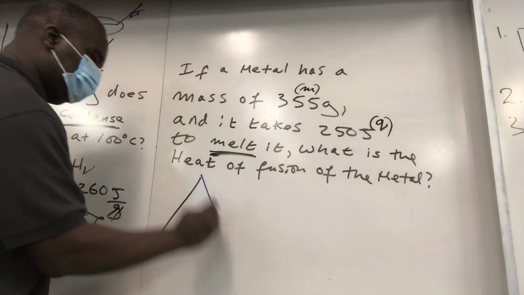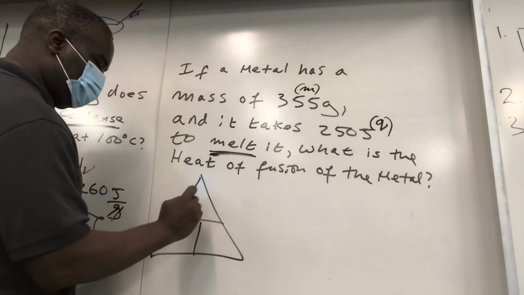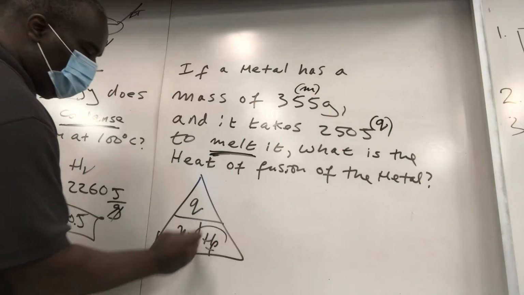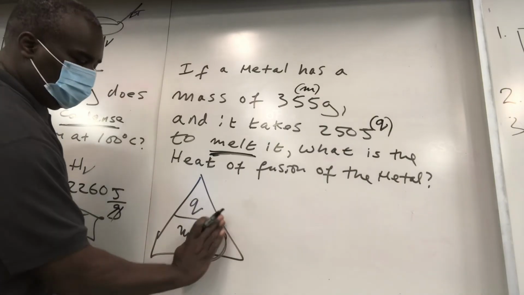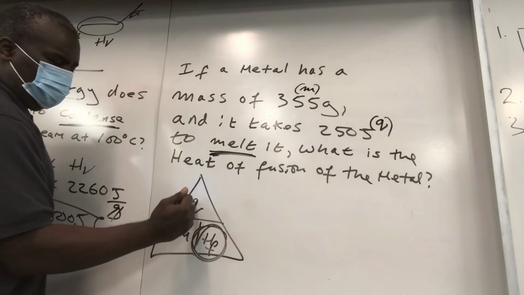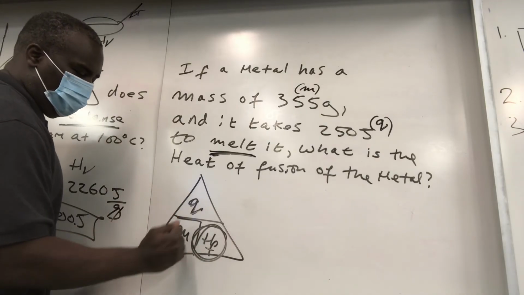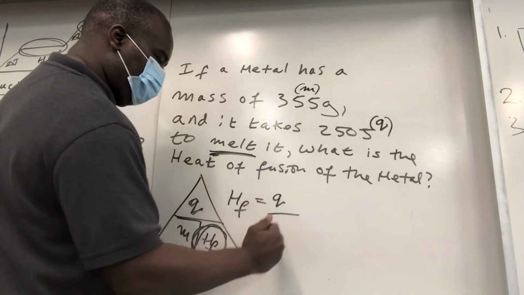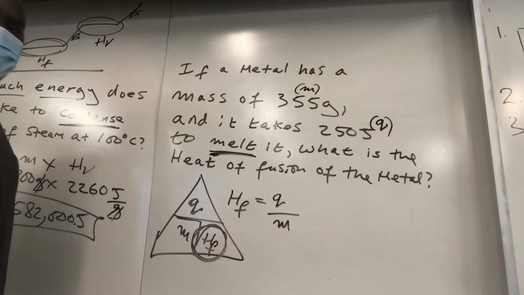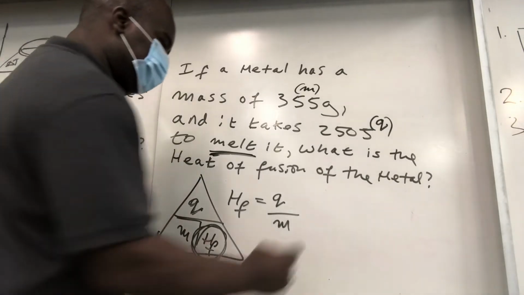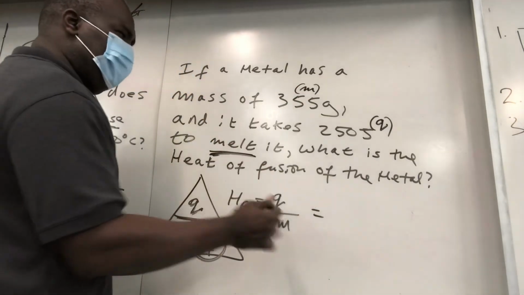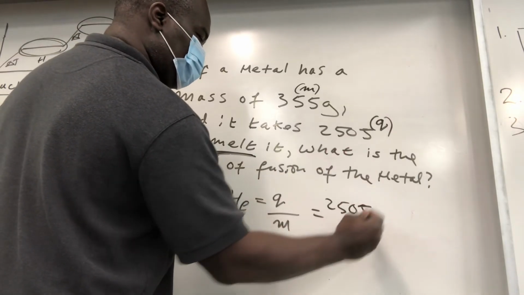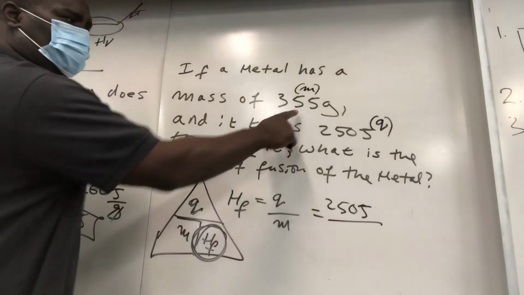So you got your triangle. Q is equal to M times H of F. We're looking for H of F, so put a circle around it and put your fingers over it. The rest of the equation is Q over M. So H of F is equal to Q divided by the mass. You choose your values from your equation: 250 joules goes there, over the mass, which is 355 grams.